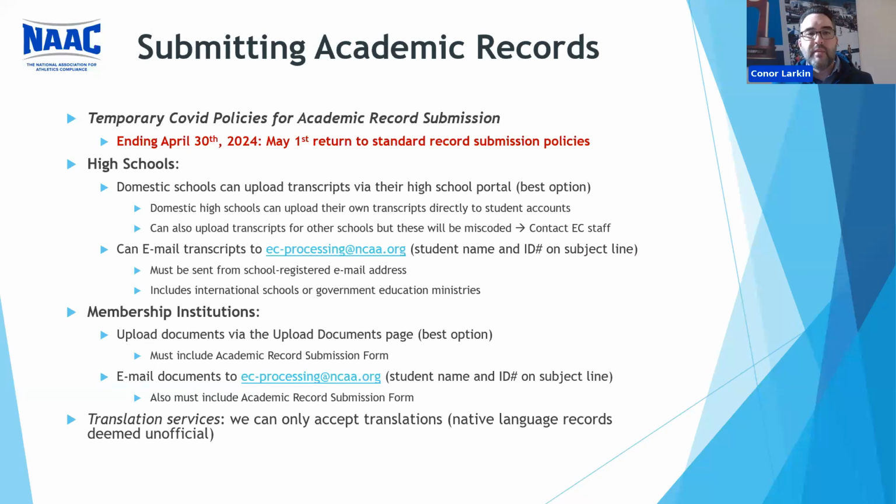So just kind of making that clear for your international students, if you ever need those translations, you can get them from the translation services, but those native language records need to be submitted by the high schools, those international high schools, which can email in those records to ec-processing@ncaa.org. You can upload them from your institution portal with the academic record submission form, and at least until April 30th, those international students can still email their records in. But after that point, that option closes out.